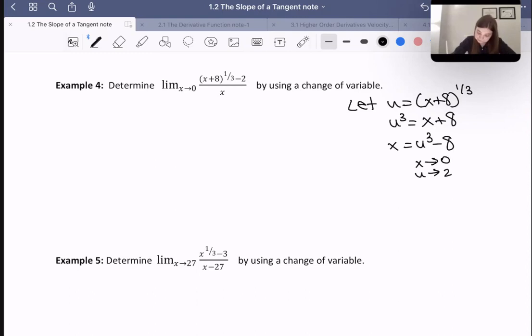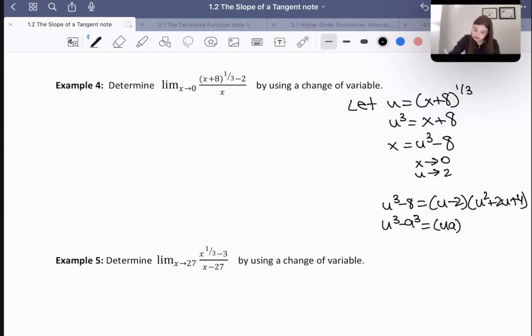right? Okay. So now what I'm going to do is I'm going to recall that u cubed minus 8 is equal to u minus 2, u squared plus 2u plus 4. And that's because u cubed minus a cubed, for any difference of cubes, would be u minus a, u squared plus au plus a squared, right? So that's just a generalized equation.